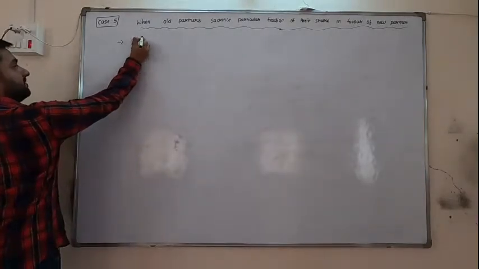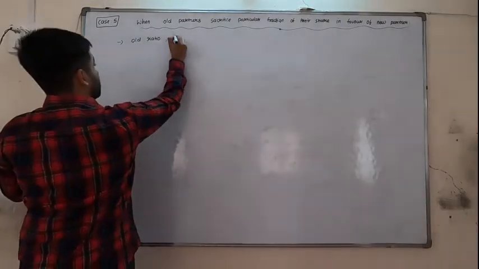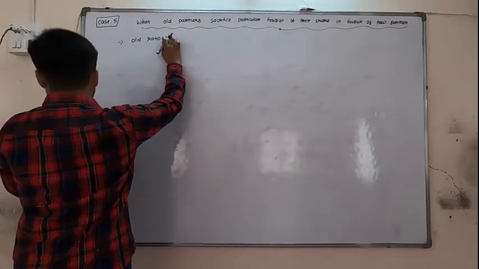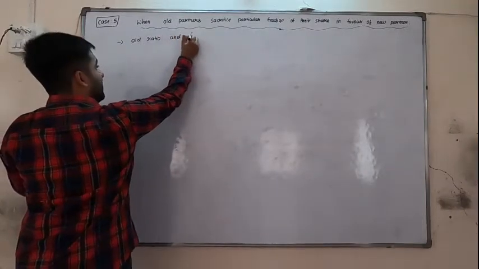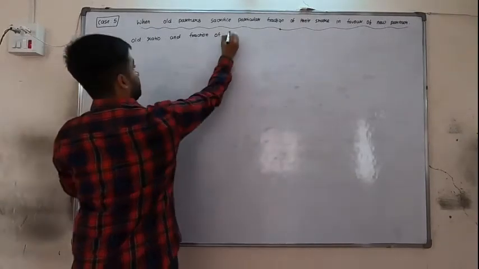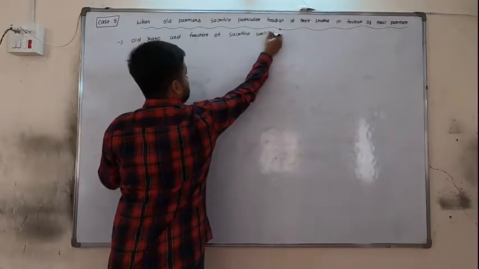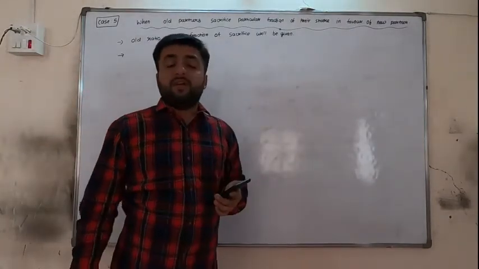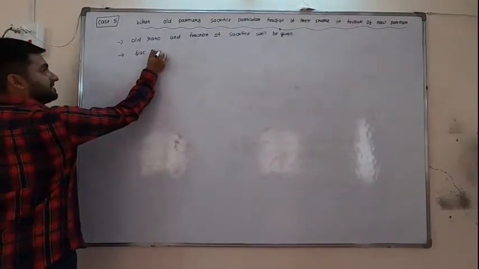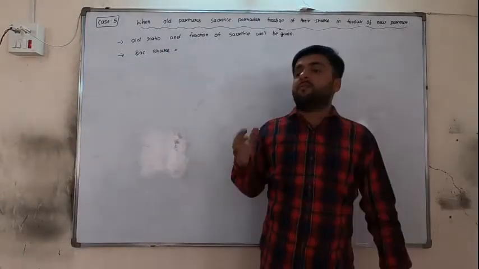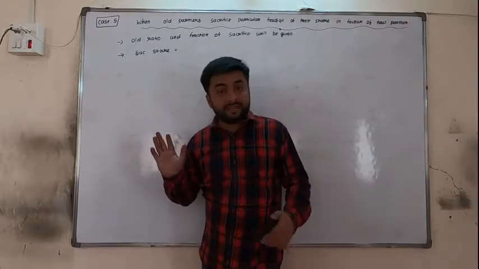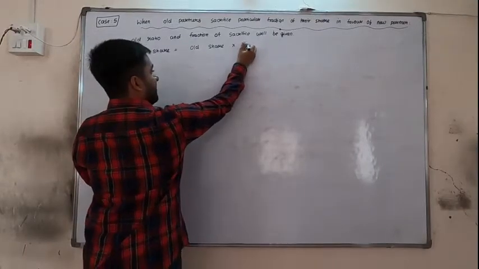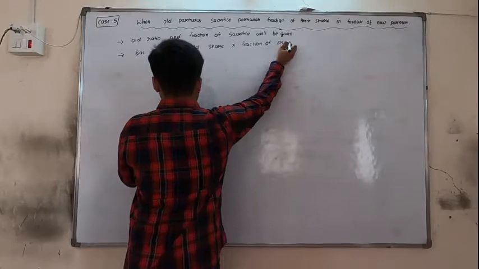So how will he give? We will write some explanations. What things will be given, we will write first. Old ratio and fraction of sacrifice will be given. From this fraction of sacrifice, you need the sacrifice share. In the previous case, sacrifice share was calculated as share of new partner multiplied by sacrificing ratio. Here it will be calculated as old share multiplied by fraction of sacrifice.